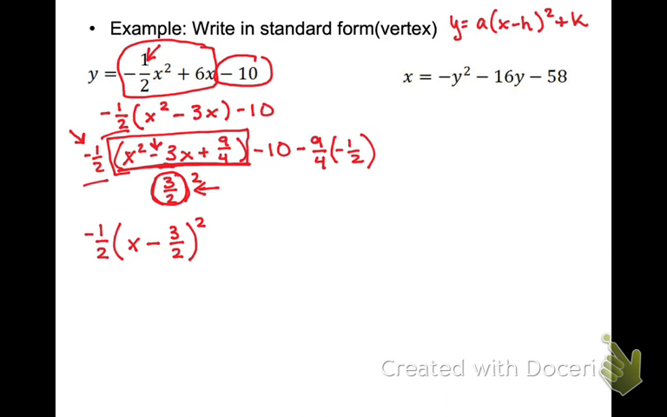Okay, now I got to combine this stuff over here. Well, that gives me positive 9/8, correct? So this would be negative 80 over 8. So it's negative 71 over 8. How'd you get 80? Common denominators, because it was over 1.